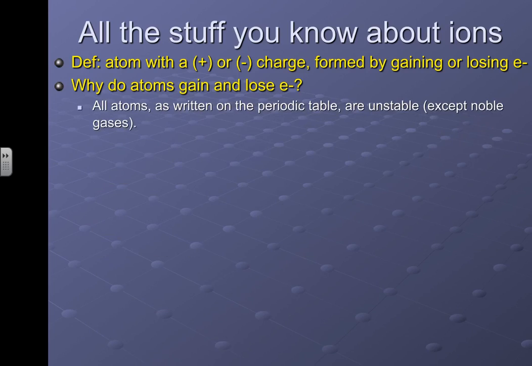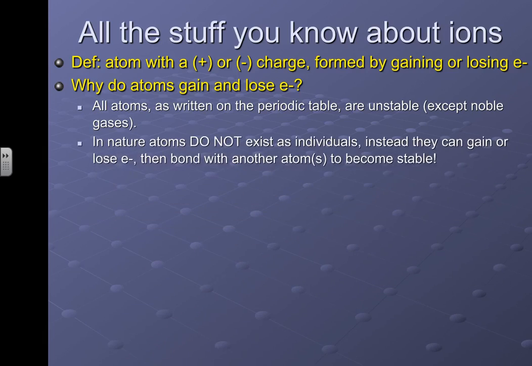All atoms, as written on the periodic table, are unstable. Unless you're a noble gas, you aren't really comfortable in your own skin as an atom. There's something inherently wrong because you want that octet and you don't have it. It's kind of like you want a boat and you don't have a boat and you're upset about not having a boat. So darn it, we're going to go out and get ourselves a boat. The getting of the boat is the gain or the loss of electrons in order to reach that octet to become stable.